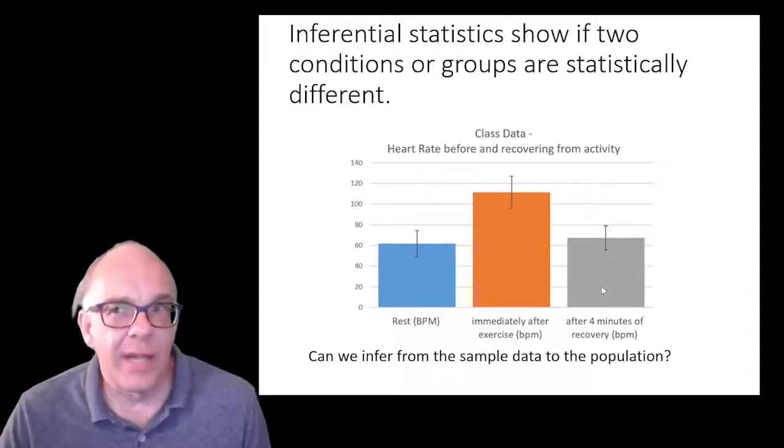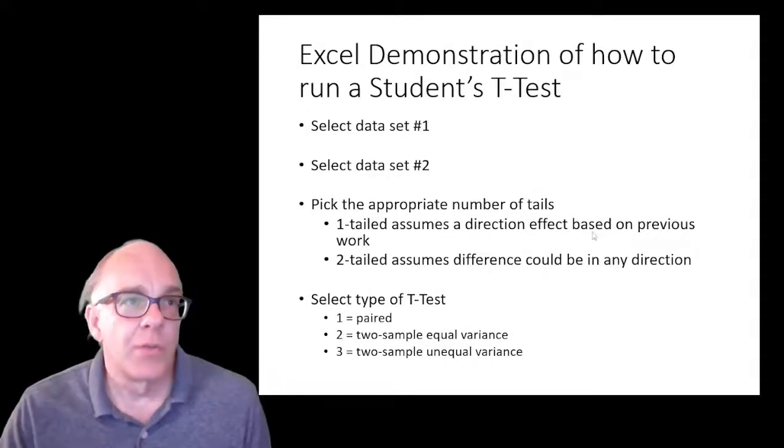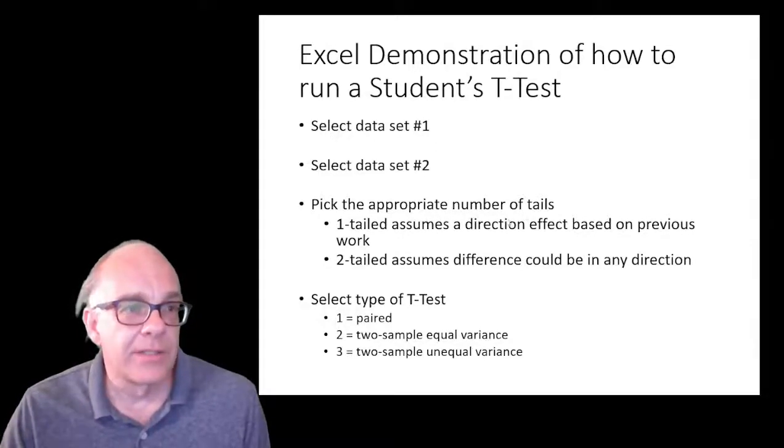But eyeballing is only so good. So you want to run some statistics. And so what we're going to do is run a student's t-test. You're going to go in and select the function for doing the student's t-test. And if I think about it, I'll post a video that'll go along with this. You select data set 1, select data set 2, and pick the appropriate number of tails. Is it a one-tailed test or a two-tailed test?